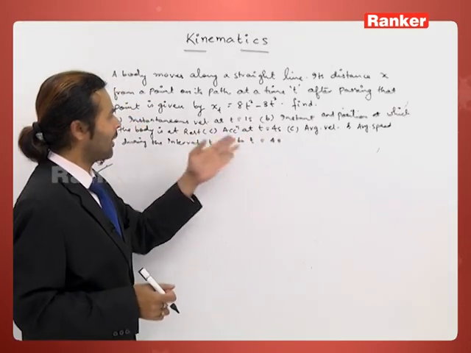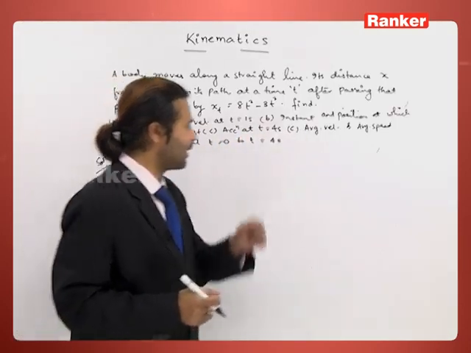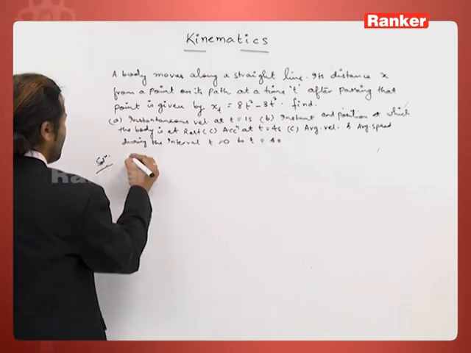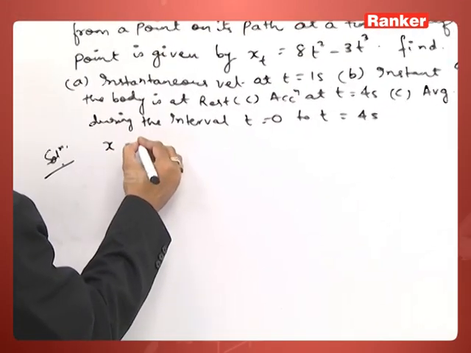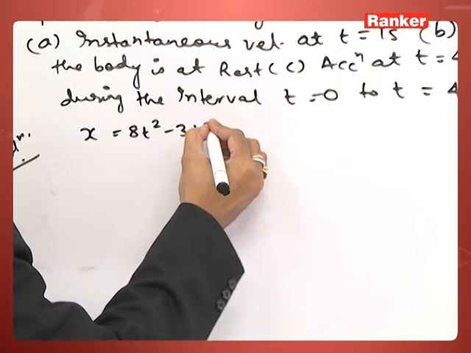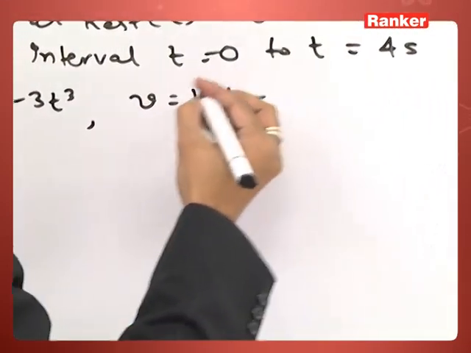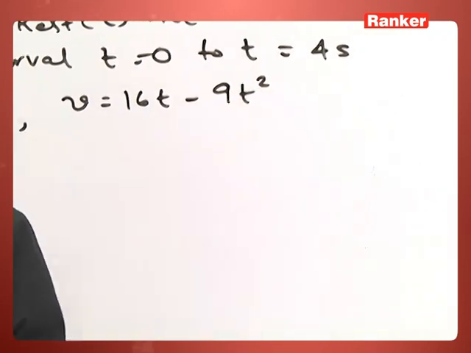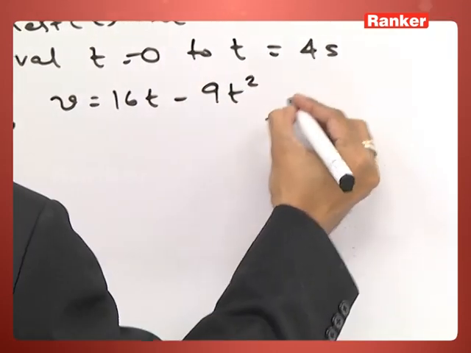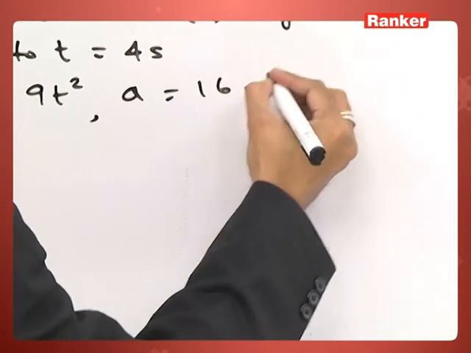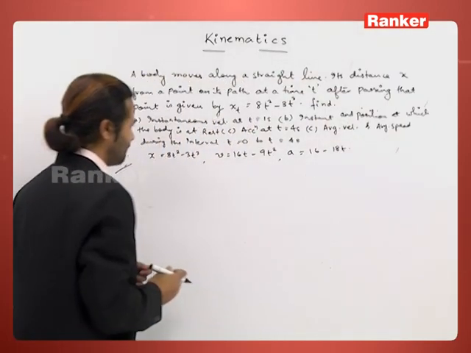Now we found out everything. Remaining, average speed we will calculate. So I write x is 8t square minus 3t cube. V is equal to the differentiation, this is 16t minus 9t square. And acceleration is equal to 16 minus 18t.